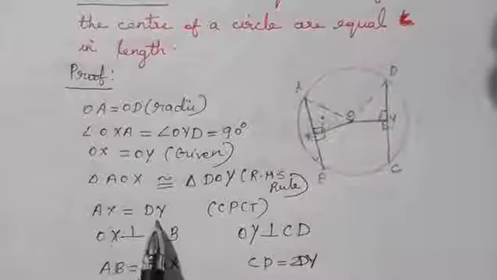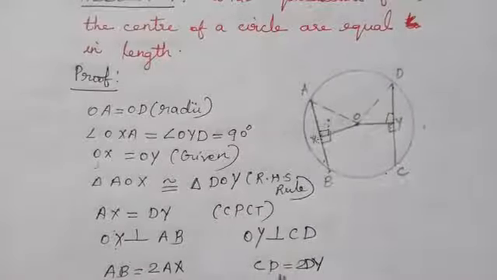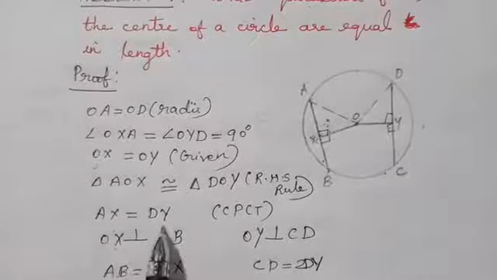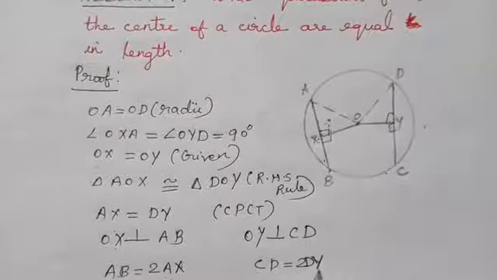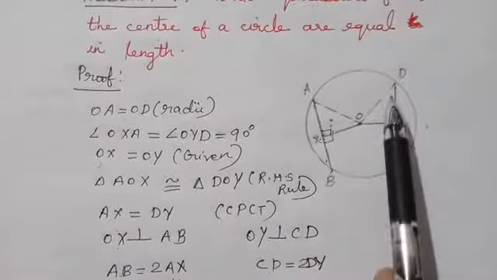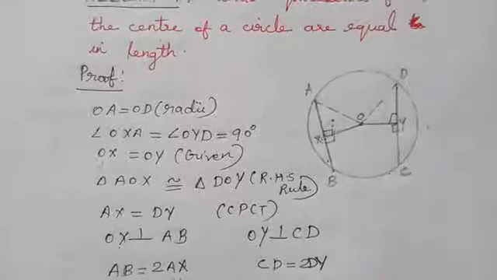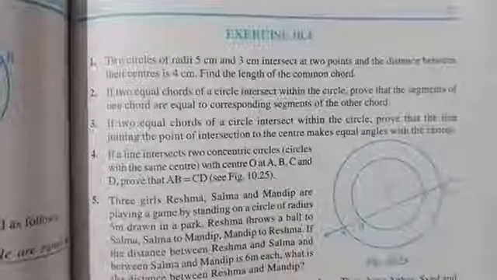Here AX equals DY, that means AB equals CD. 2AX equals 2DY. Then AB equals CD. That means the two chords are equal. Hence the proof. Now exercise 10.4, question number 1.